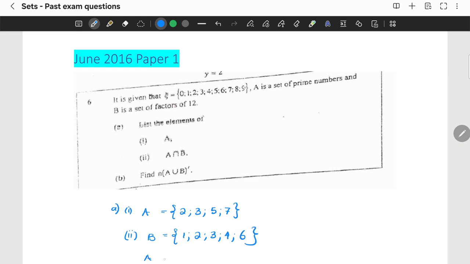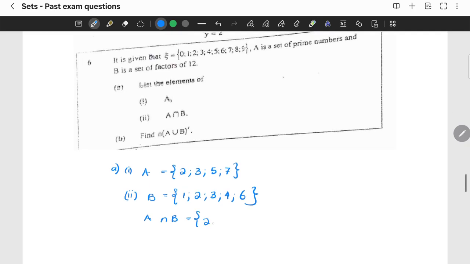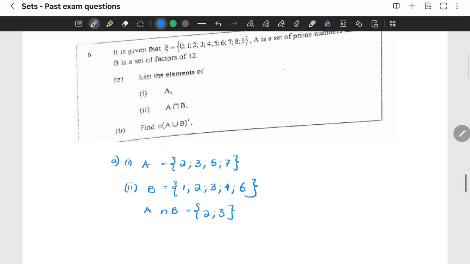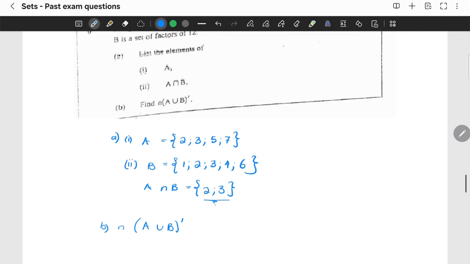Now when we look at A intersection B, what is common in both A and B? That will be 2 and 3. Okay, and then part B says, find the number of A union B complement, right?